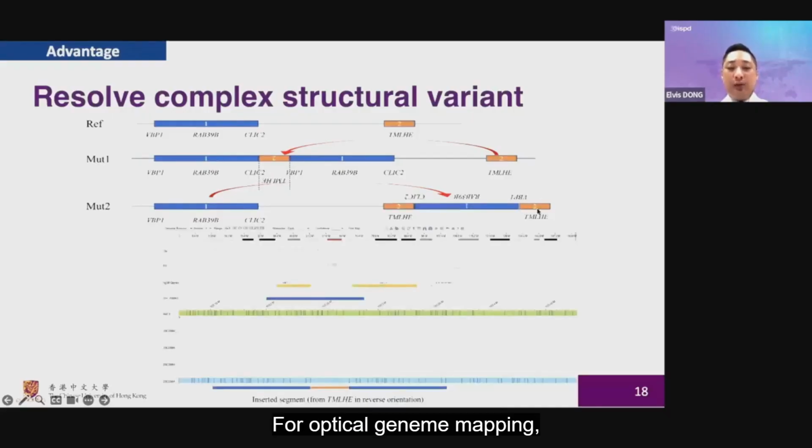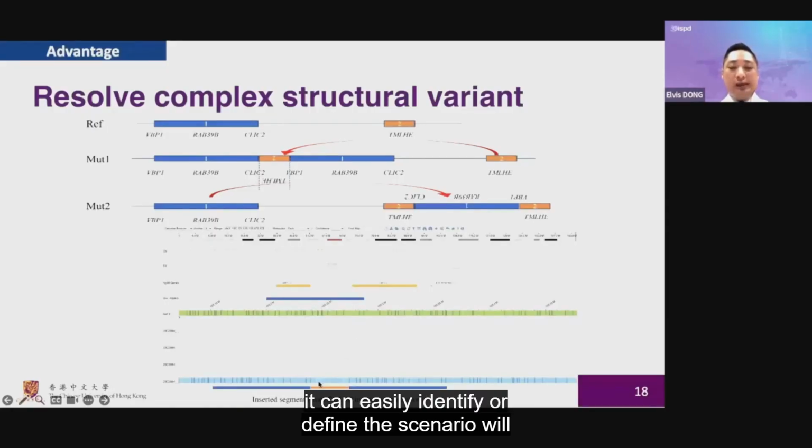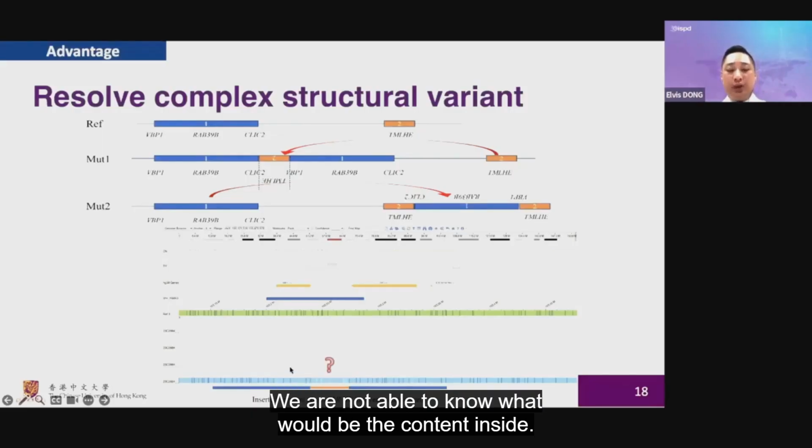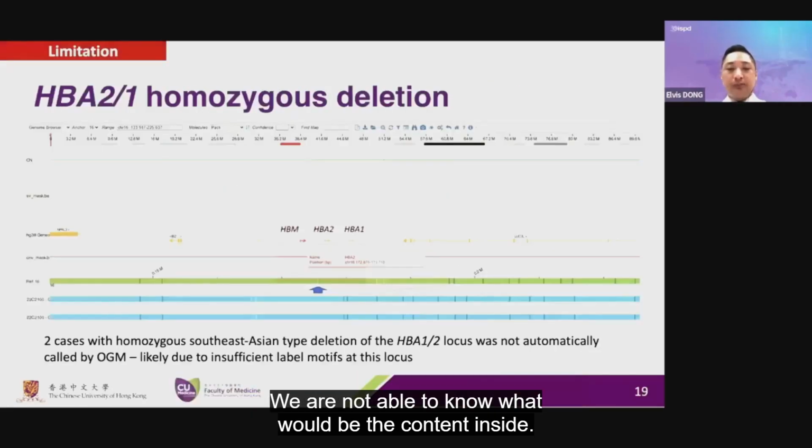For optical genome mapping, because of the long consensus maps, it can easily define that it follows the first scenario, in which segment 2 has inserted into the segment 1 distal breakpoint. However, if we use optical genome mapping alone, we will only find motifs inside this region. We are not able to know what the content inside is.